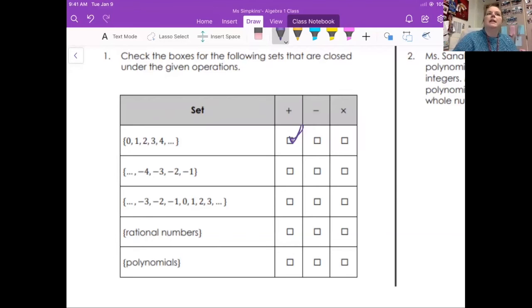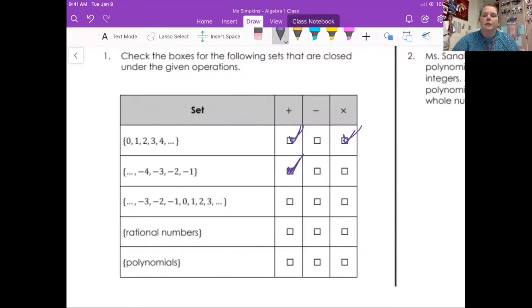What about multiplication? Yes. A positive multiplied by a positive will still give us a positive whole number. Okay, the next one is just negative numbers. So when we add negatives, do we get more negatives? Yes.